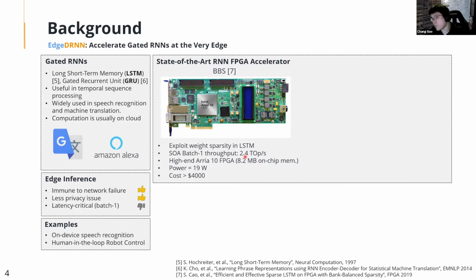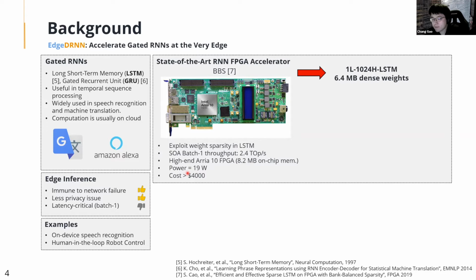And this number is very important to achieve low latency. However, to achieve this impressive number, they have to use a high-end Arria 10 FPGA. They have 8.2 megabytes of on-chip memory, so that's an incredible number. This size of on-chip memory is not impossible when you want to run a neural network on the edge. And the power is 19 watts, so of course not optimal for battery life, and the cost is also very high.